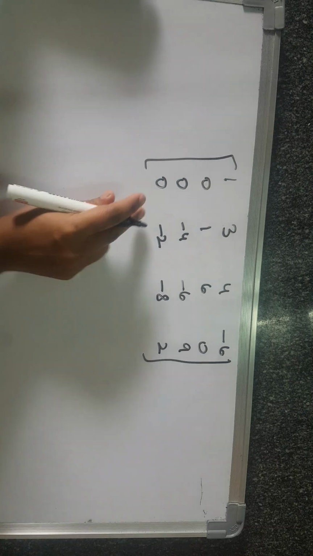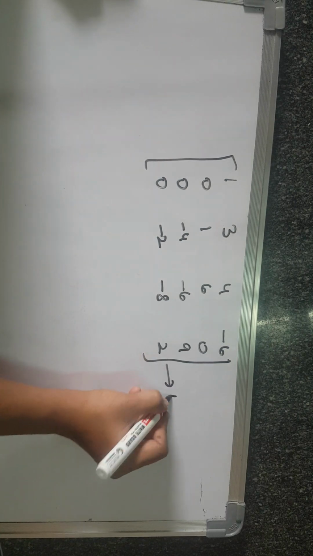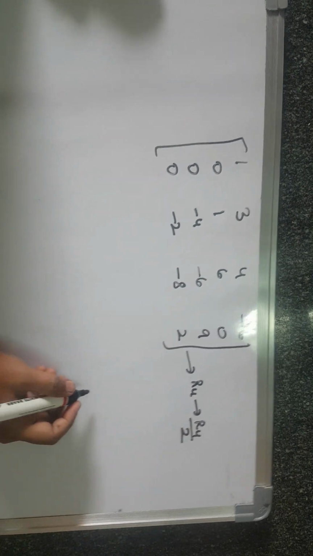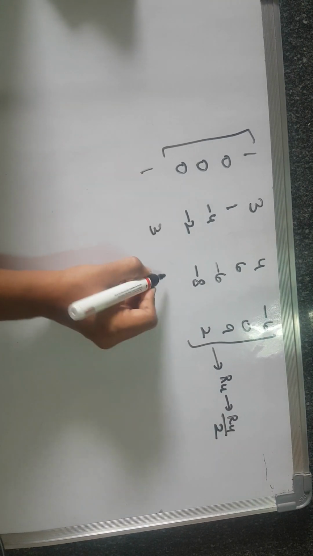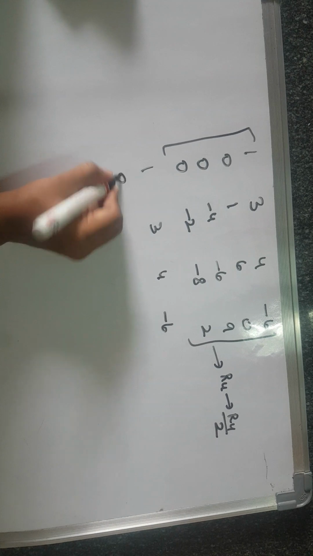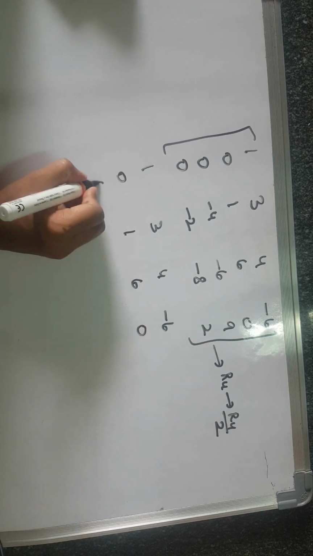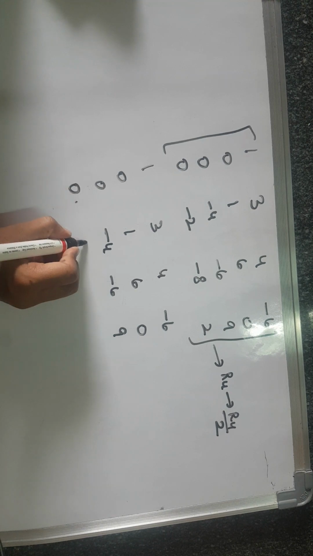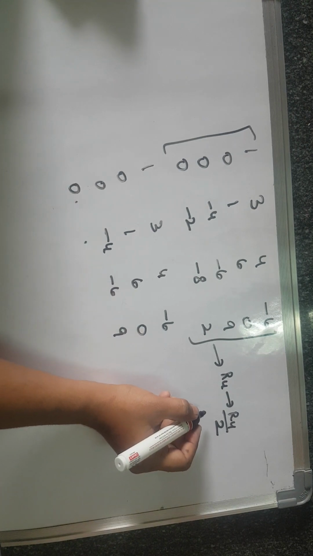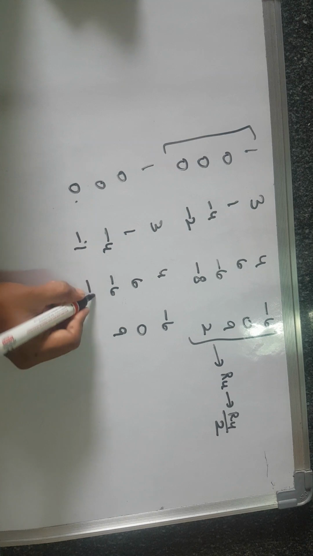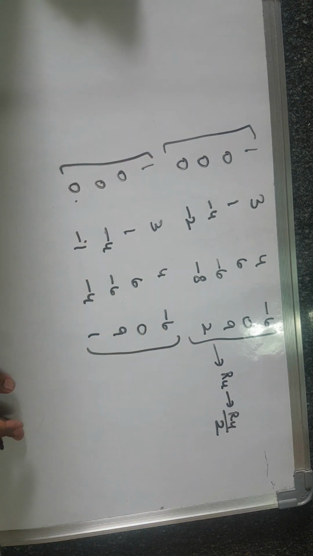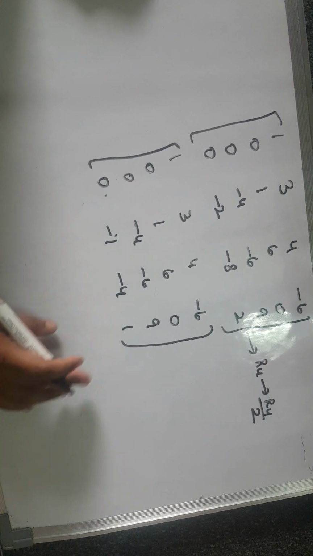Now divide these values, R4 implies R4 by 2. Okay, now what do you get? 1, 3, 4, minus 6, 0, 1, 6, 0, 0, minus 4, minus 6, 9, and here 0, minus 1, minus 4, 1.